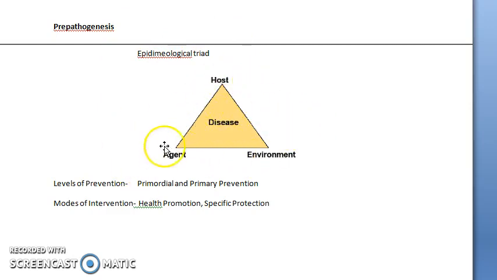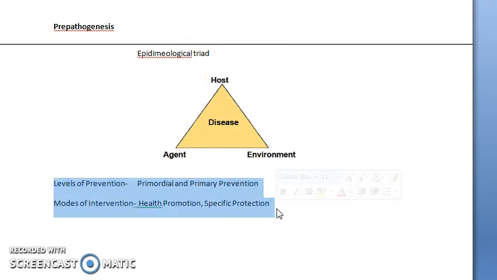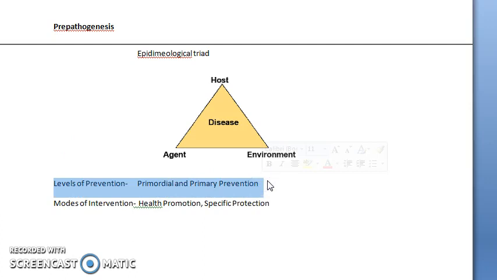It is not possible for an agent to cause a disease if there is no host, and the host cannot get the disease if there is no agent. Similarly, all these three factors should come together. And in this phase of natural history of disease, you can have prevention. That will be primordial prevention and primary prevention.